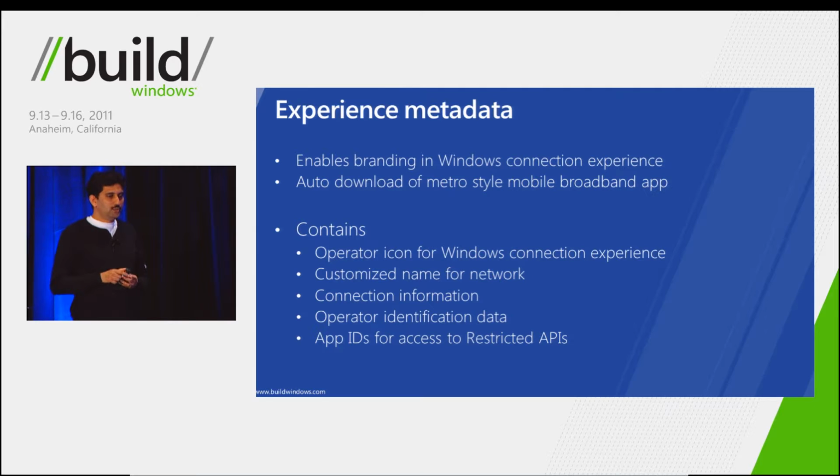Also, one of the key benefits of Windows mobile platform is automatically downloading your Metro style app. Whenever your mobile broadband hardware is detected inside Windows, Windows will download your mobile broadband app. And this is enabled through experience metadata. Experience metadata contains your application ID for automatic download.